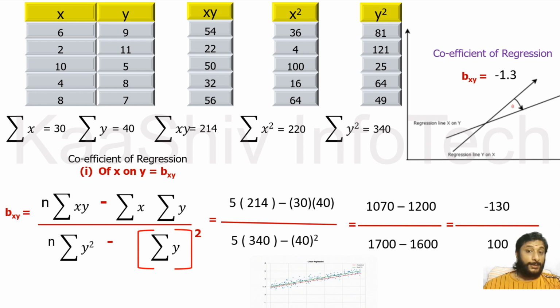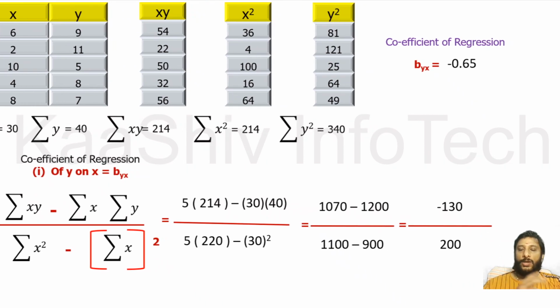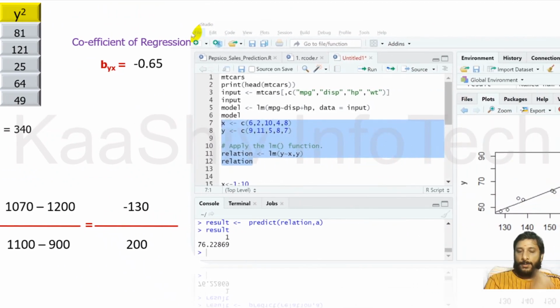Gosh, it is a very big thing, a lot of formulation, man. So we have to do a lot of process. Anyway, let's see, we got the answers. So this is the previous one. The y on x is 0.65.